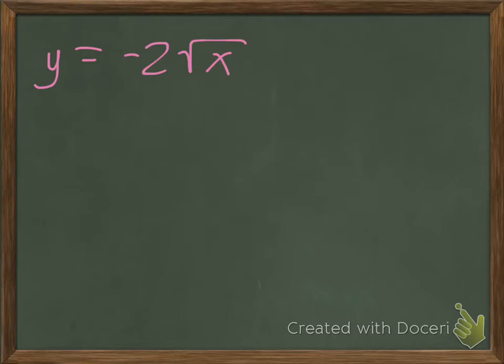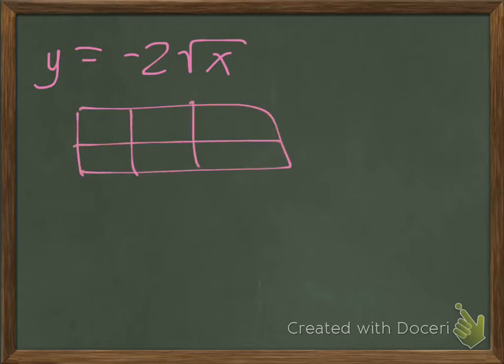So this one, they have multiplied it by a negative number. So we're going to compare that to the graph of what we just did, the first two. And we're going to make our table. We're going to use values greater than 0 or 0 or greater, because we're dealing with square roots. So 0, 1, and 2.